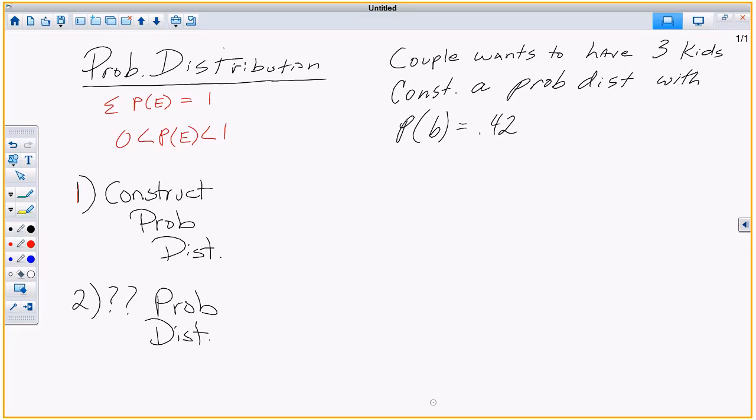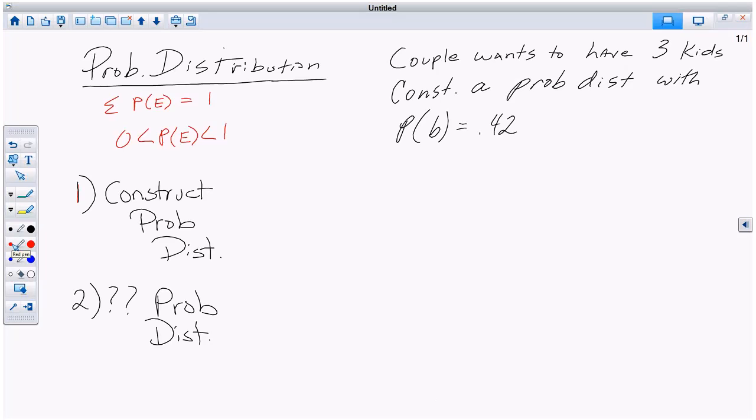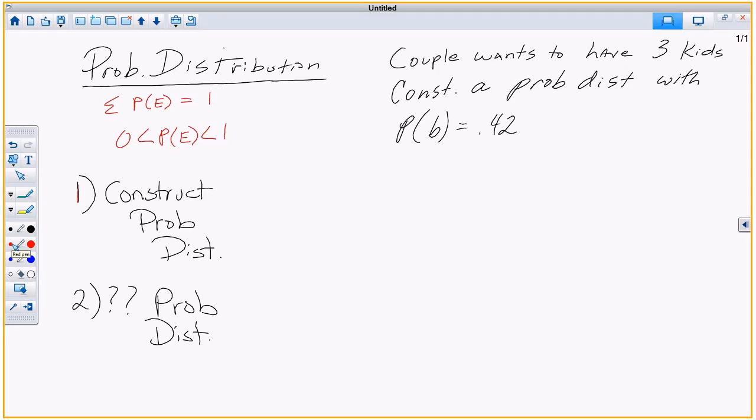But historically, they found the question says the probability of boy is 0.42. So what's the complement of the probability of a boy? Probability of a girl is what? 0.58.